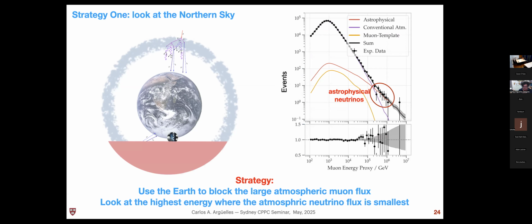Well, one way is to look through the planet. If you look through the Earth, the high energy muons cannot go through such a large amount of matter. So you're only left with the atmospheric neutrino background. However, you no longer can see the southern hemisphere if you do this.